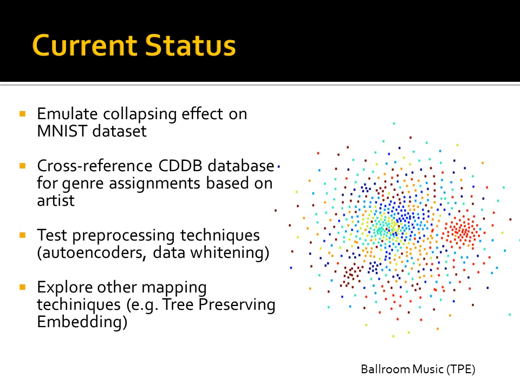We have new analysis techniques that would have higher dimensions, trying to cross-reference the CDDB database, which is unfortunately very noisy, to get some genre tags to these songs. We're testing pre-processing techniques such as auto-encoders and data whitening up front to try to get cleaner mappings. And then finally, I was just putting out some feelers into other techniques, which on the right here you can see this is called the tree-preserving embedding, which although it doesn't have tight clusters, it does have a nice even distribution, which they thought might be usable and might be more beneficial in a user interface.